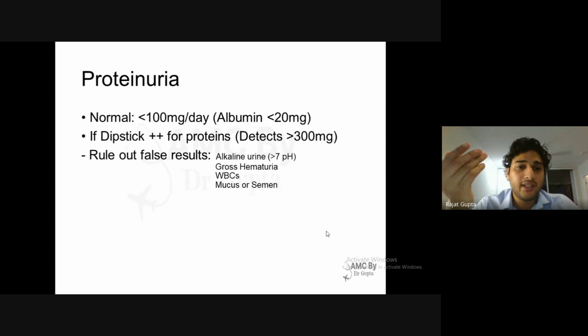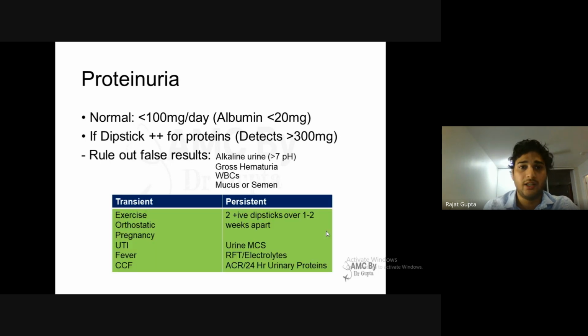And when do we see a false positive result in proteinuria? If there is alkaline urine and hematuria, or WBCs are there, it detects as protein. If there is mucus or semen in the urine, then it can also be detected as protein. If a patient is having proteinuria, you have to suspect the cause.